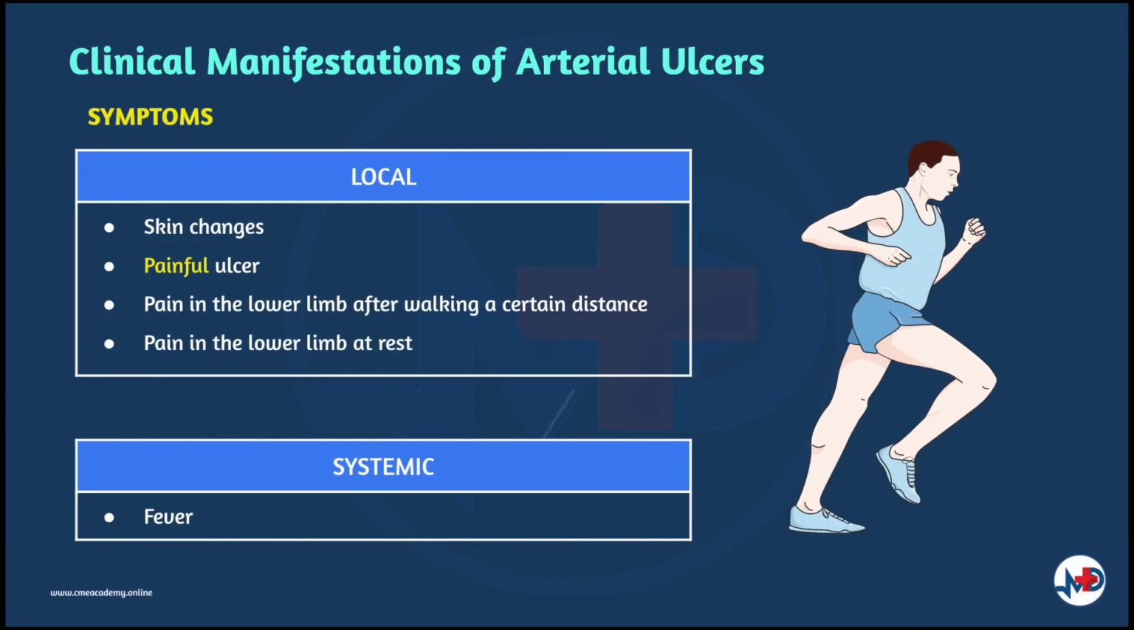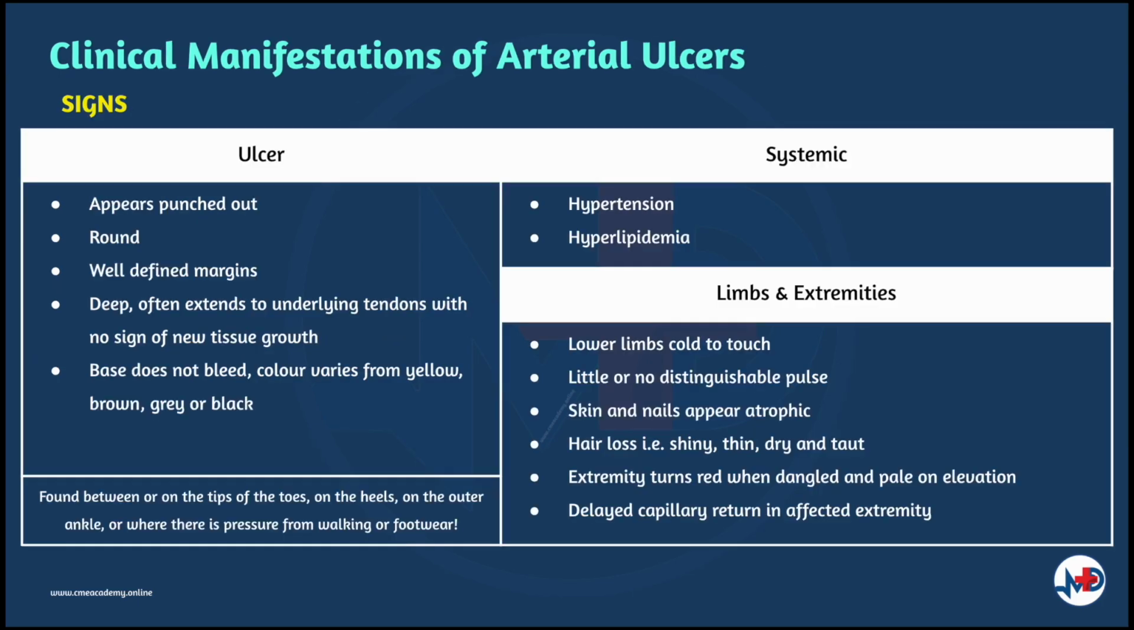Now let's discuss the clinical manifestations of an arterial ulcer. Patients usually complain of painful ulcer with skin changes, lower limb pain after walking for a fixed distance or even at rest. If there is infection, there might be fever present as well. As we are examining the ulcer, we may notice an ulcer with punched out appearance, round in shape, and well-defined margins. The ulcers are usually found between or on the tips of the toes, on the heels, and on the outer ankle where there is pressure from walking or the footwear.